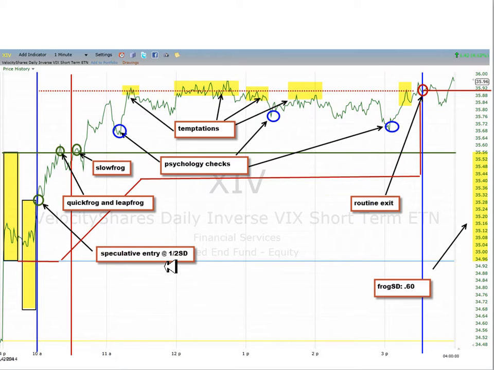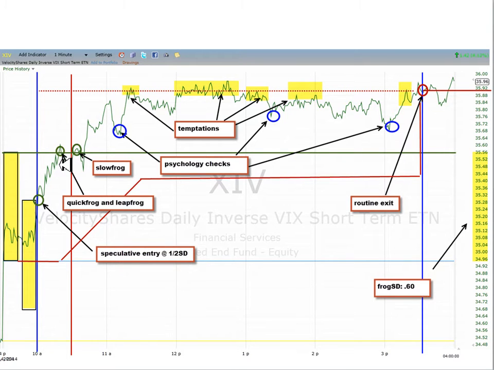You could make a speculative entry here after a 1/2 standard deviation move up, trailed by either a full or a half. If you were waiting for a full standard deviation move, you couldn't enter until it had breached this green line. So at 30 minutes, there's no decision, or you make a speculative entry. If you're using the formal rules, you end up waiting, and about 45 minutes in, it has now moved 1 full standard deviation off the low, and this would be where the mechanical quick frog and leap frog could enter.